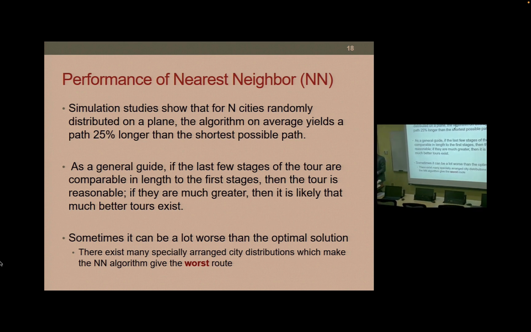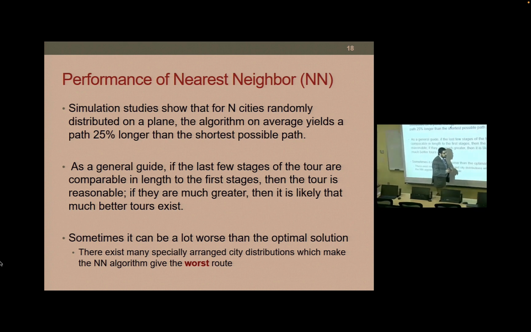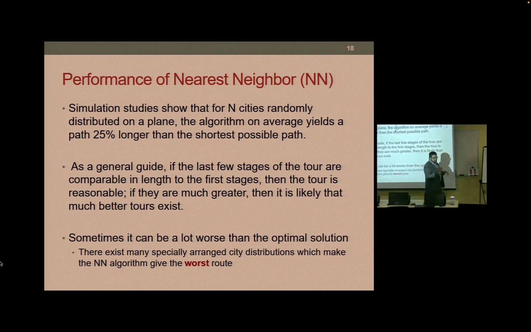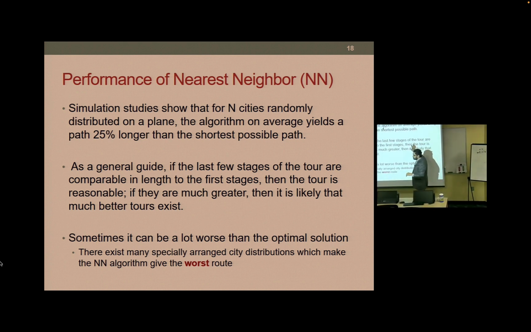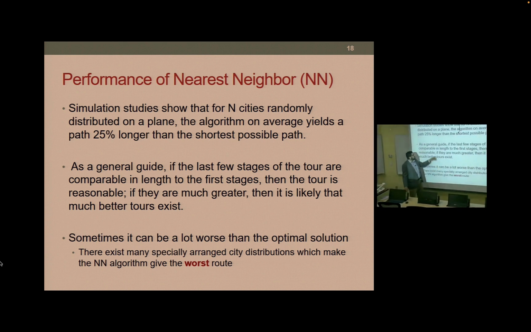Okay. If you want to see if nearest neighbor gave you a good solution or not, one way to kind of check is to look at the last few legs of the journey. If the last 2 or 3 legs of the journey have the same distance as the first 2 or 3 legs of the journey, then it is probably a good solution. Probably, we can't be sure. If, however, your initial legs are very short and at the end you're doing these long legs or long jumps, then there might be better routes that exist. Okay. Sometimes nearest neighbor can be a lot worse than just 25%.